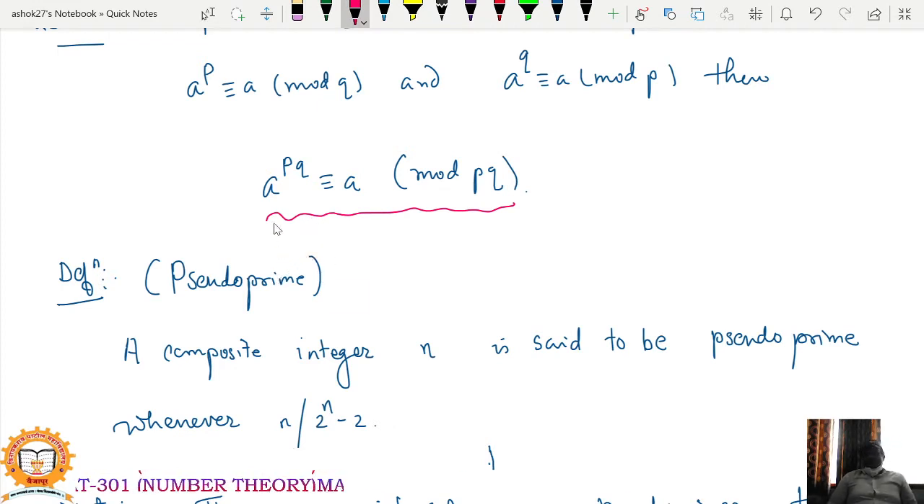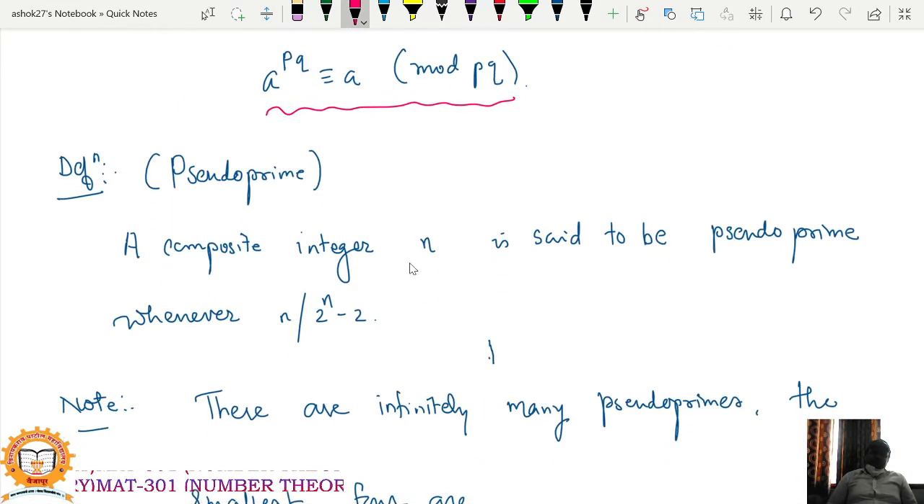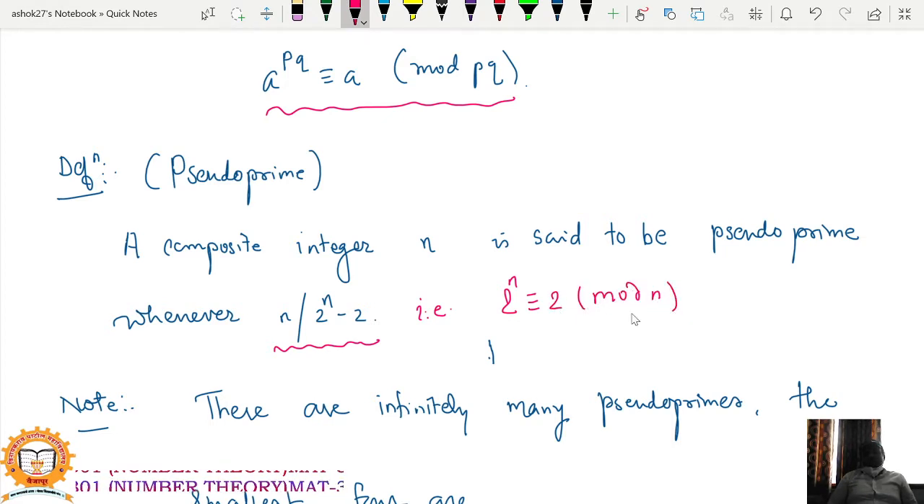So next definition, that is pseudo prime. What is a pseudo prime? A composite integer n is said to be pseudo prime whenever n divides 2 raised to n minus 2. So n is called pseudo prime if it satisfies this relation. Alternately, you can write this relation as 2 raised to n is congruent to 2 modulo n, meaning n divides 2 raised to n minus 2.